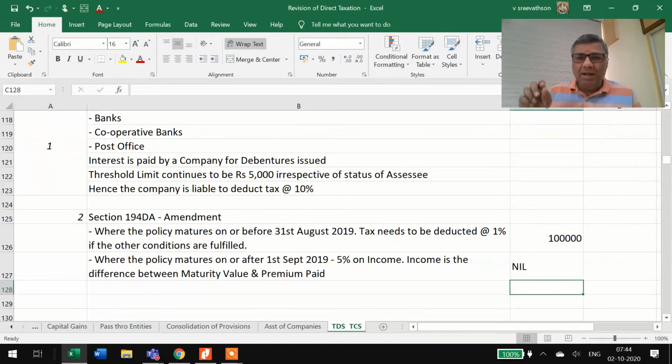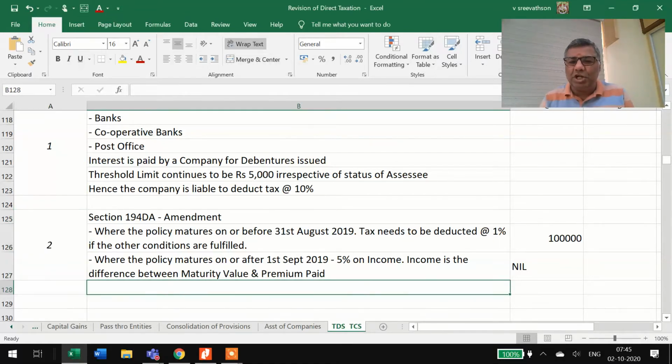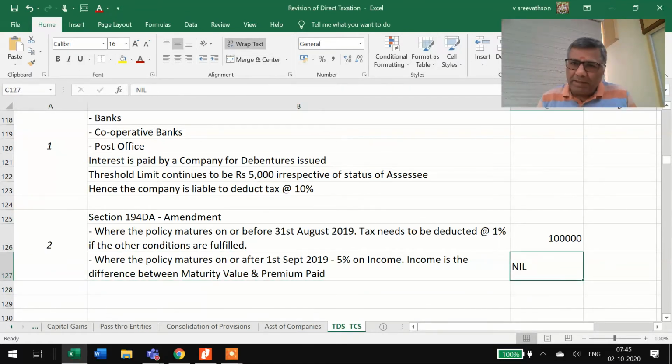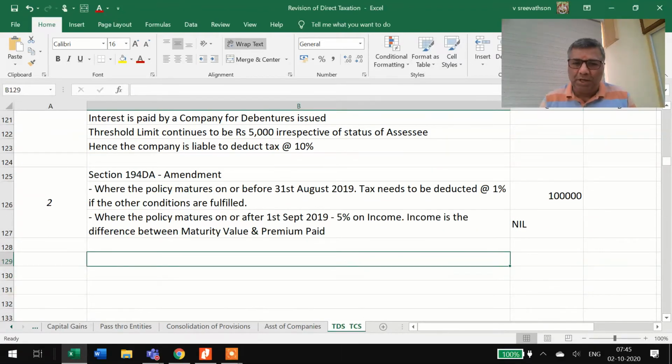If the threshold limit continues to be 1 lakh, tax is nil. If the threshold limit is nil, that is yet to be clarified, because only on 1st September it was amended, and after that the finance ministry had enough things to worry about, and they had the least worry about 194DA. But I am of the opinion that the threshold limit is nil. There is a counter opinion that when it is not set, the old limit continues. I feel it is nil.